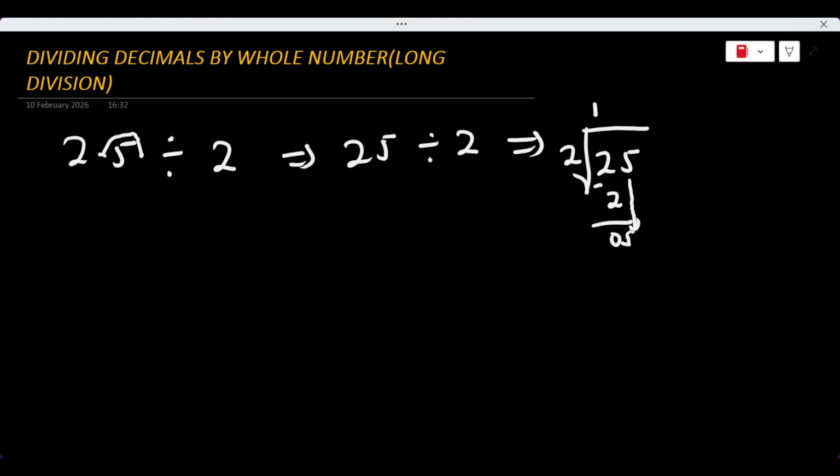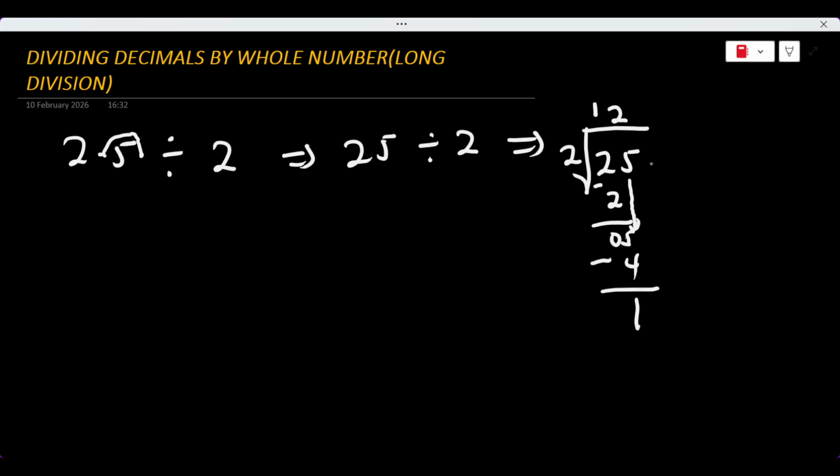Then you add it to the 0, making 5. 2 goes into 5 2 times. 2 times 2, 4. You subtract, you have 1. Now remember, we are done with the digits here. The dividend is only 25. So we cannot have 1 to be a final remainder and then that is all.